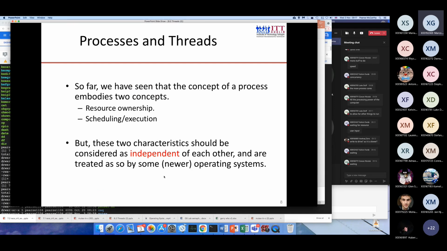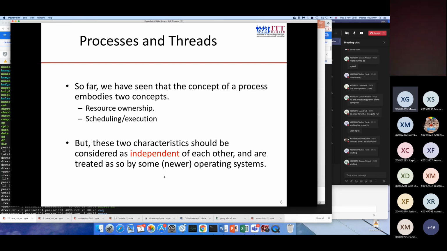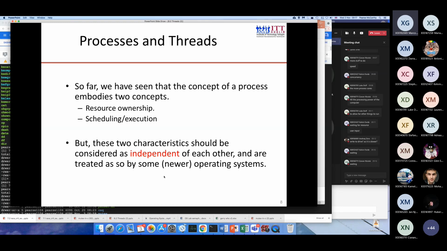So, it gets a little bit tricky here. We've seen the concept of a process embodies two concepts: scheduling and execution, and resource ownership. We've talked about deadlock and everything else at this stage, so I think you all understand the importance of owning resources, whether files, printers, or anything else. And scheduling and execution is really important because we're trying to maximize the CPU time. We should try and consider them to be independent of each other, and modern operating systems do that, for good reasons, all to do with this thread stuff. Hopefully by the time you finish, you'll get it. If not, watch the video back again and try to get it.